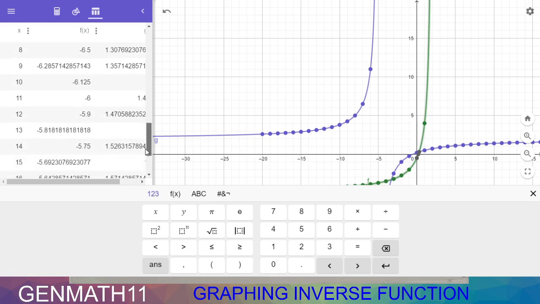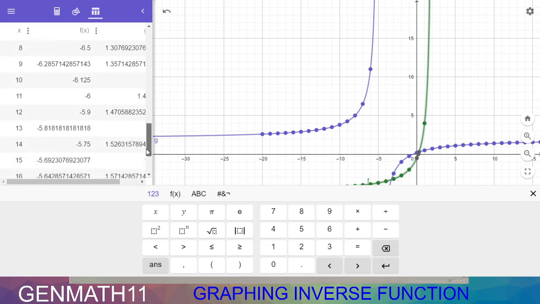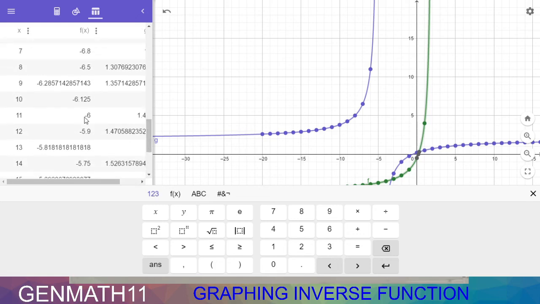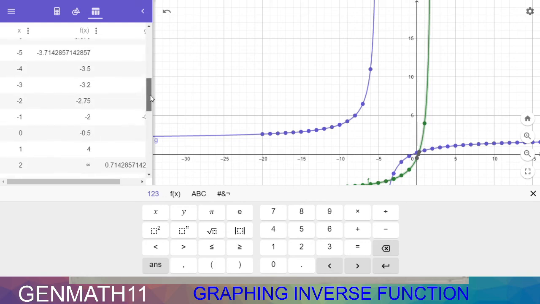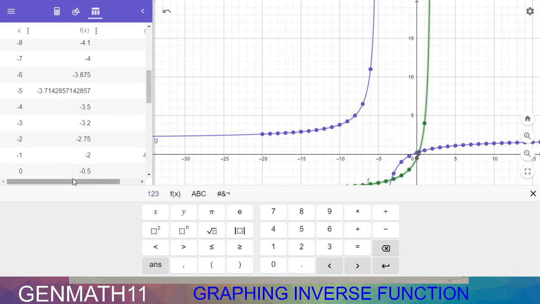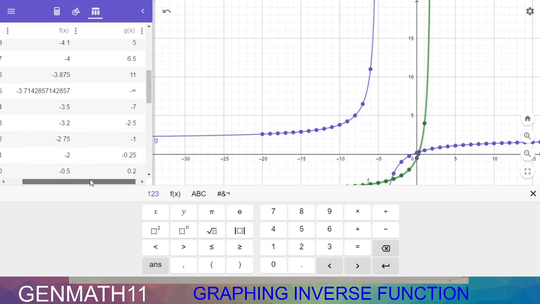Kapag ang ating value ng x is 11 sa original function, ang kanyang y natin is negative 6. While naman, kapag negative 6 naman yung value niya, ang ating x, ang kanyang y is 11. So, baliktad lang din. So, tama yung ginawa natin kanina.